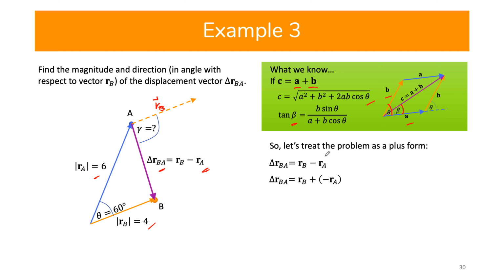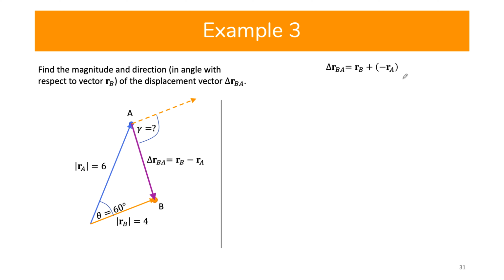And we can do this by absorbing the minus sign into RA. So essentially, we are going to treat it like this: delta RBA is going to be equal to RB plus a whole vector, which is minus RA. So let's start reformulating the problem in terms of the addition form that we are trying to do.